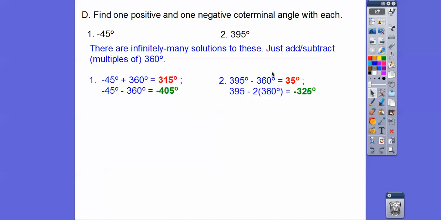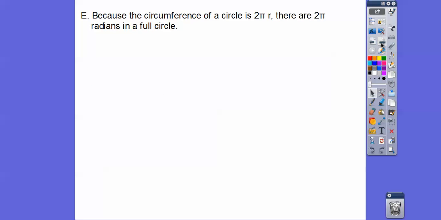So on this one here, the negative 395, or did I say negative 395, positive 395, if we subtract 360, there's one positive coterminal angle, and here's one negative coterminal angle. There's infinitely many more. You just got to keep adding and or subtracting 360.